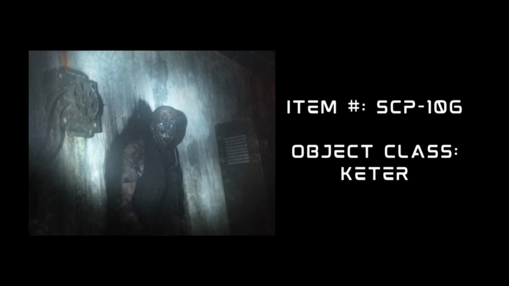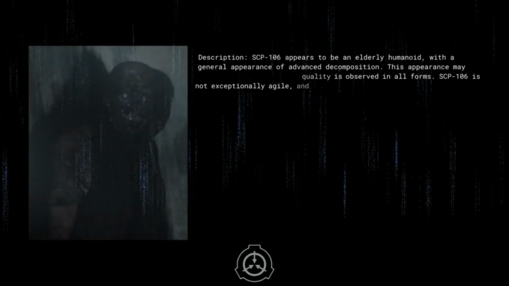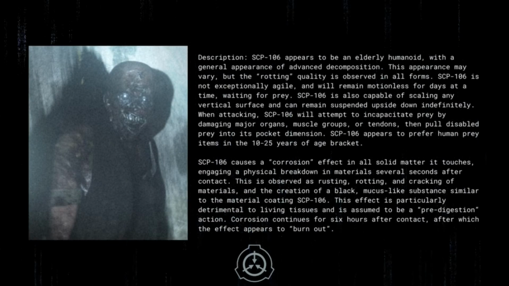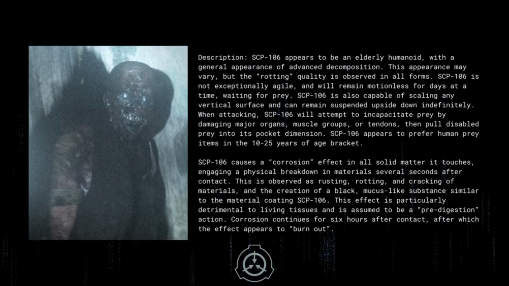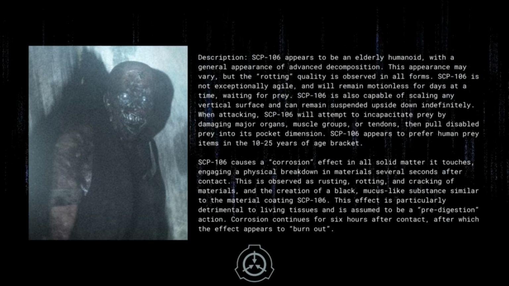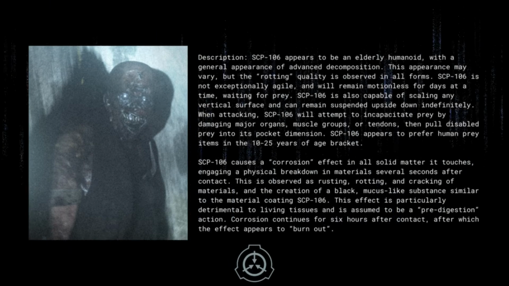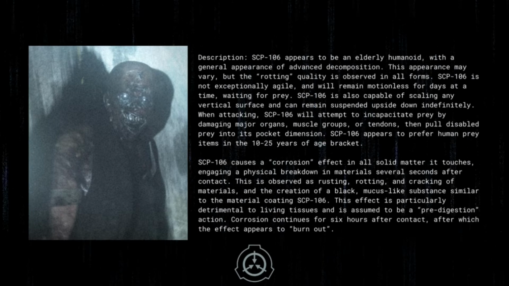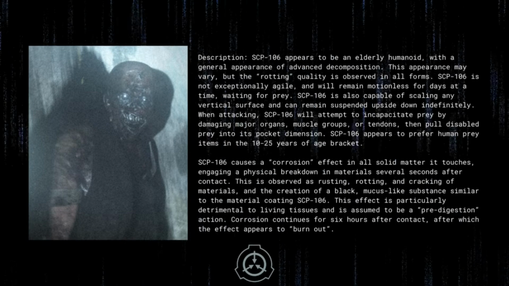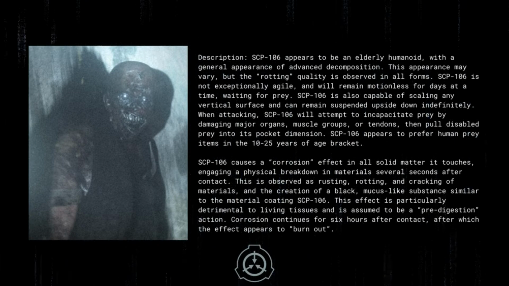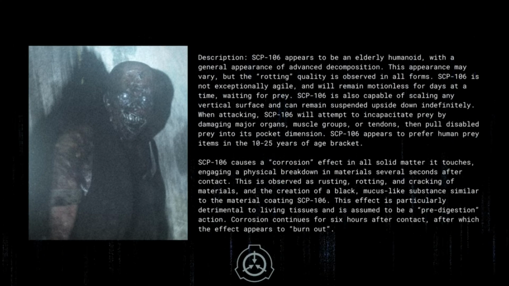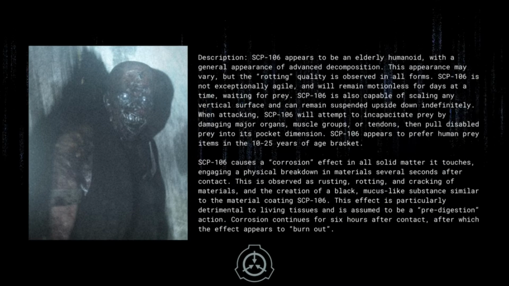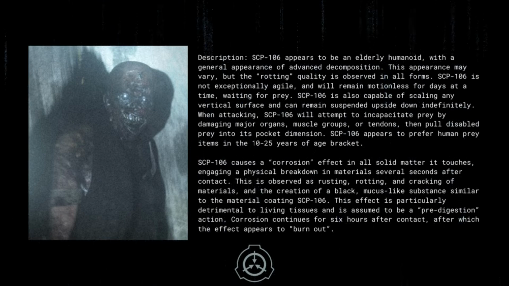SCP-106 is not exceptionally agile and will remain motionless for days at a time, waiting for prey. SCP-106 is capable of scaling any vertical surface and can remain suspended upside down indefinitely. When attacking, SCP-106 will attempt to incapacitate prey by damaging major organs, muscle groups, or tendons, then pull disabled prey into its pocket dimension. SCP-106 appears to prefer human prey items in the 10 to 25 years of age bracket.